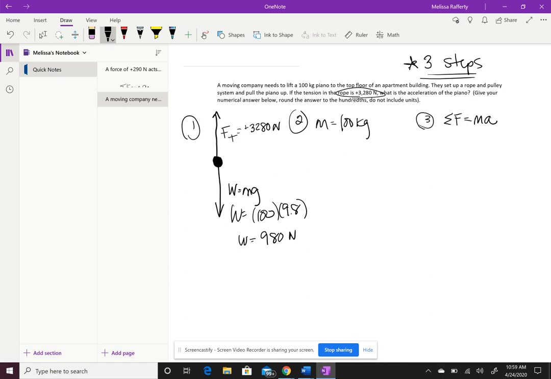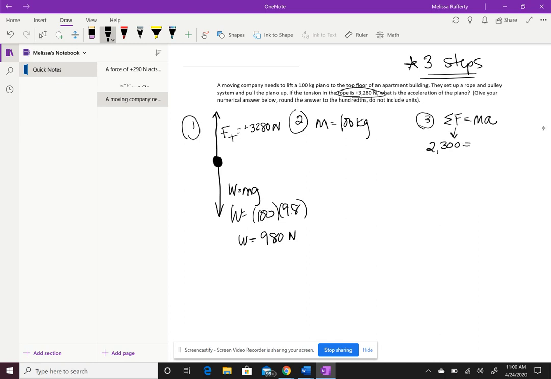We don't know what the net force is yet. We know the 2 opposing forces, so we need to take those and solve for net force. Because these 2 forces are working against each other, you want to subtract them to find the net force. So 3,280 minus 980 gives us a net force of 2,300 newtons.